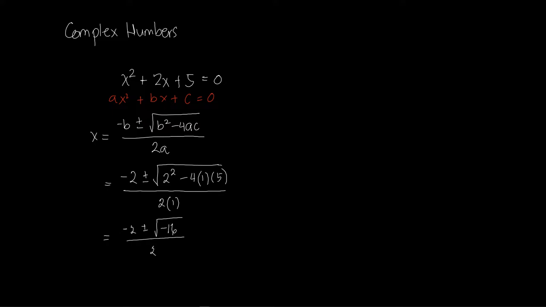all over 2. Okay, we have a problem here, right? Because we have negative 16, and negative 16 cannot be expressed as a real number. So what they did is they factored out the negative 16 into negative 2 plus minus square root of 16 times square root of negative 1. So they extracted the negative 1, so that the square root of 16 can be evaluated.